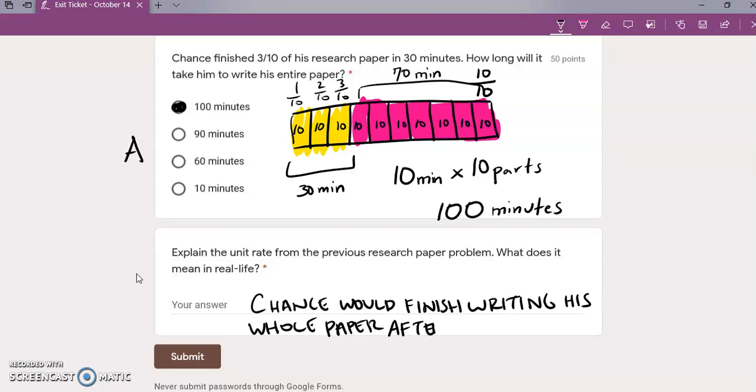after 100 minutes, because that's the amount of time. It took him 30 minutes for 3 parts, but it's going to take him 100 minutes for all 10 parts. And again, it's 10 parts because of this right here. Those are 10 parts of his research paper.